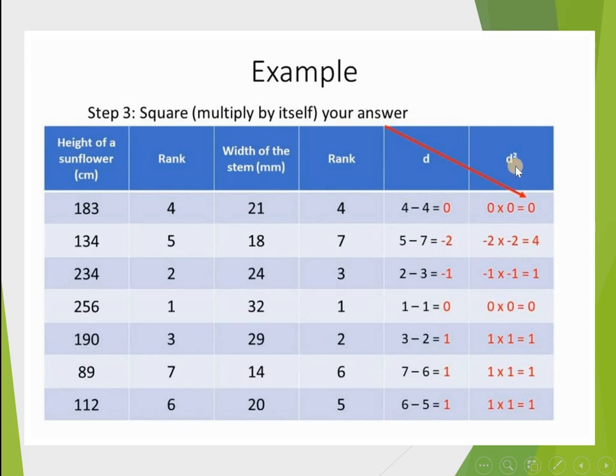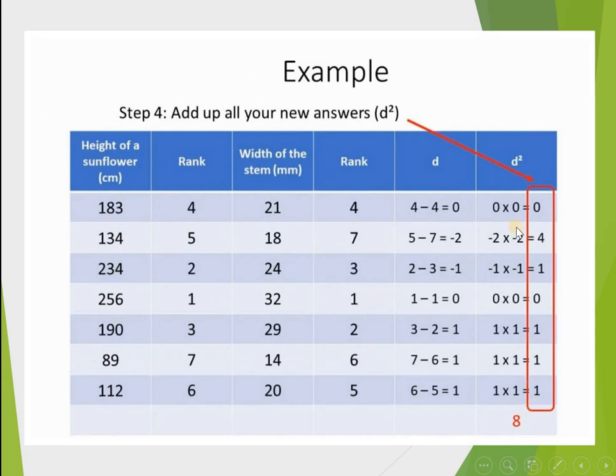And then d squared. D squared means power 2 to each value, multiplying the value by itself. Negative 2 times negative 2, 4. Negative 1 times negative 1, positive 1. 0 times 0, 0. 1 times 1, 1. 1 times 1, 1. 1 times 1, 1. And you have to calculate the sum of d squared of the last column. The sum of d squared is 8.